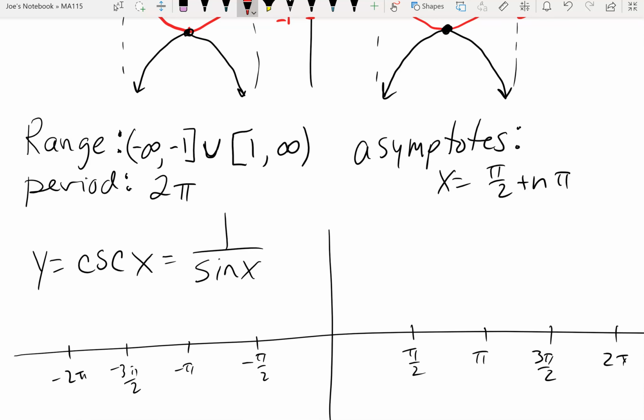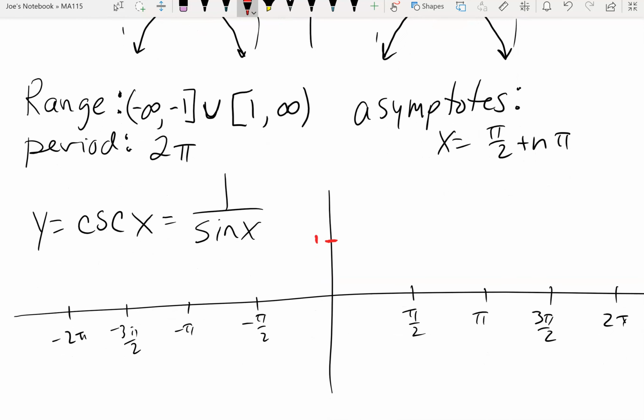Again, let's get a helping graph with sine. For sine, if we think of the y-axis as our starting line, where does it start? 0, right? And then it goes up to 1, down to 0, down to -1, back up to 1.